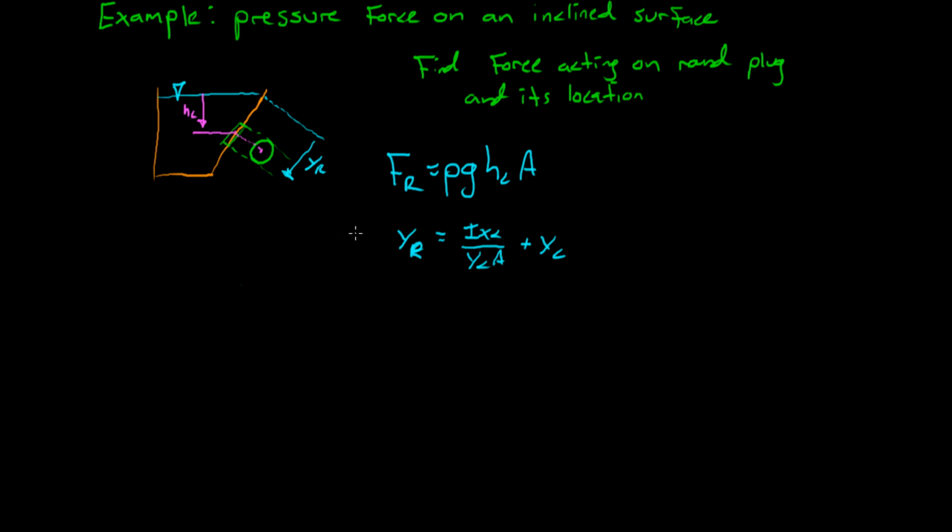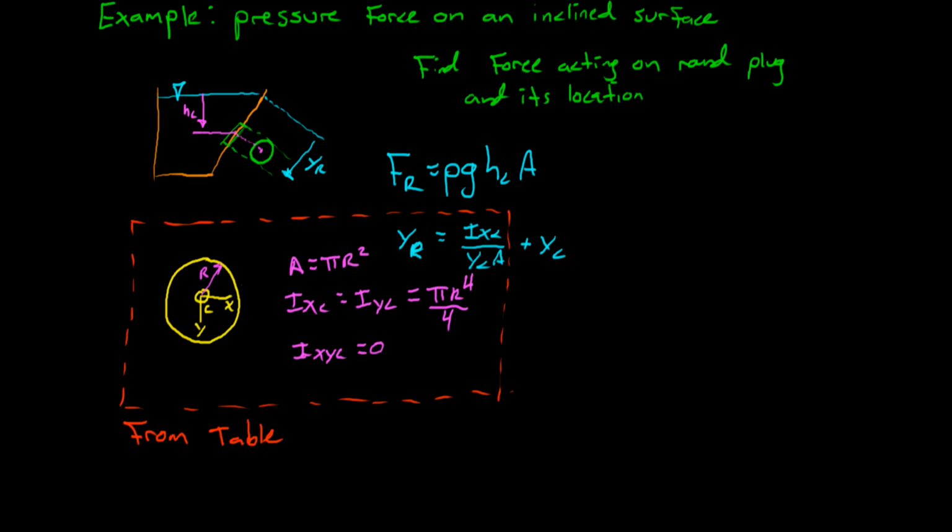And so how do we find that? Well, this formula tells us that we want to use the second moment of inertia divided by the location of the centroid times the area of our shape, and then we add the location of the centroid to that to get us a distance measured along this surface. Looks a little inconvenient until you realize that these are tabulated, and so for example, for a circle, we can find from the textbook some stuff that looks like this.